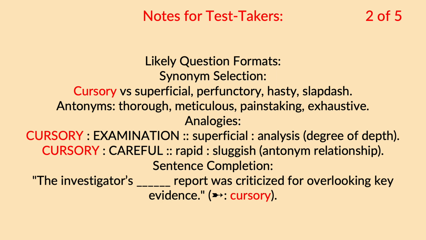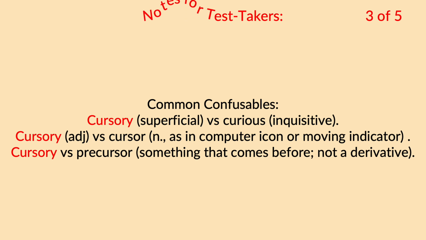Antonym relationship. Sentence completion: the investigators' blank report was criticized for overlooking key evidence. Answer: cursory. Common confusables: cursory, superficial, versus curious, inquisitive. Cursory, adjective, versus cursor, noun, as in computer icon or moving indicator.